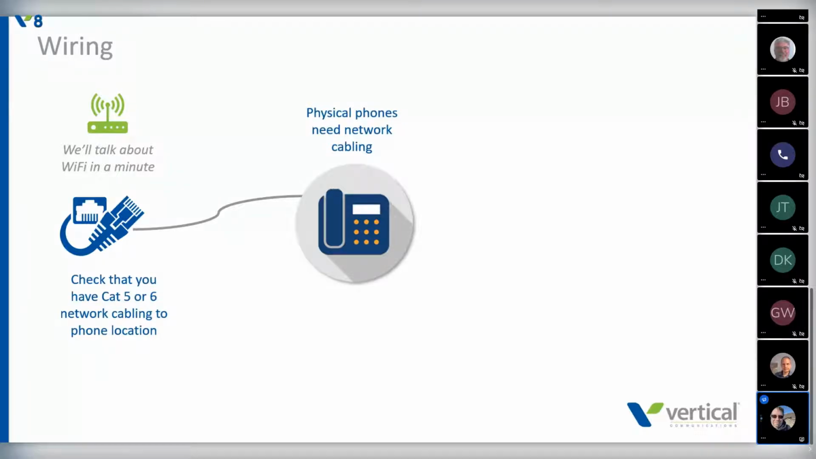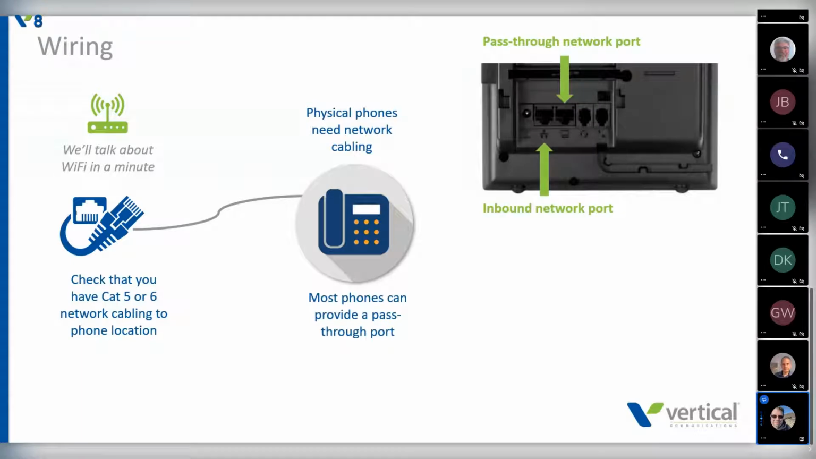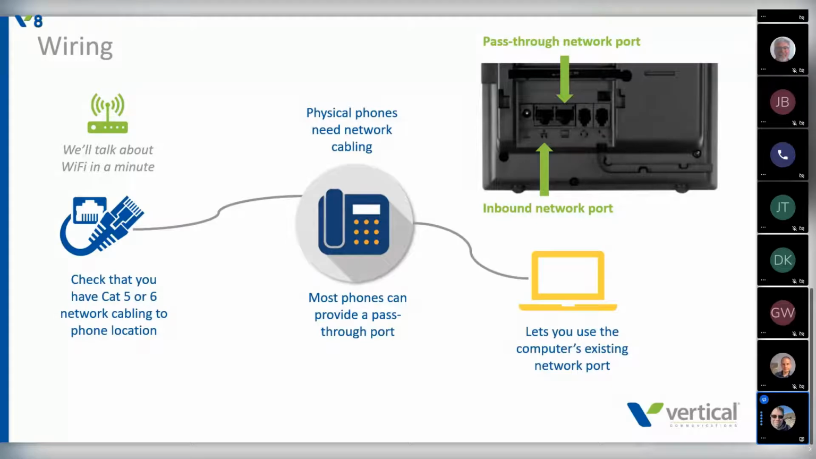Now, if you already have a computer at the location, then you should be good, because most phones will have what's called a pass-through port on them. You can see the back of one of our phones here with an inbound network port that you plug the cable from the wall, and then you can plug an outbound cable and plug that directly into the computer. So as long as you have one network connection for a location, you're good.